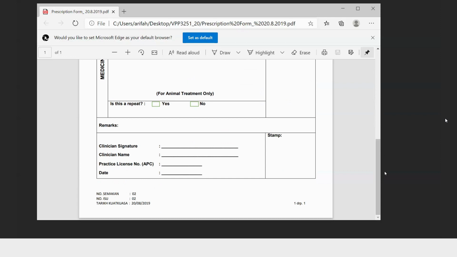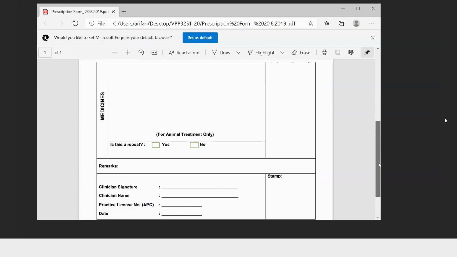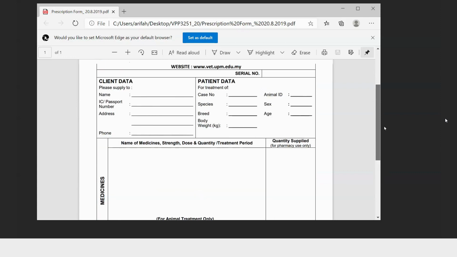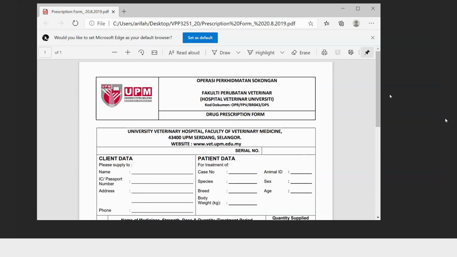So this is the form. This is the latest form in our UVH pharmacy. If you want to look at this form, you're most welcome to go to the pharmacy and ask for the drug prescription form. They will give you this form if you want a detailed look. Is that okay? Any questions so far on the prescription writing?